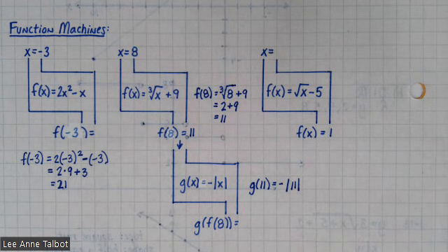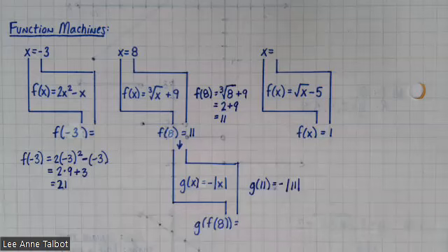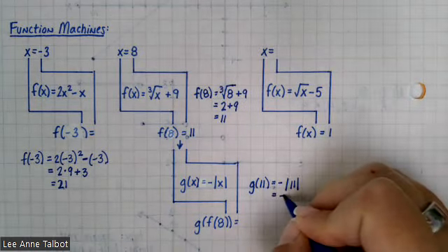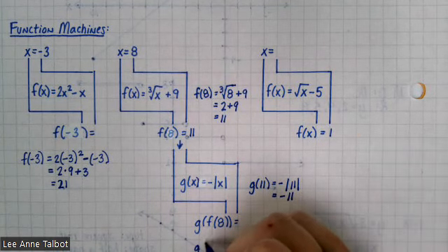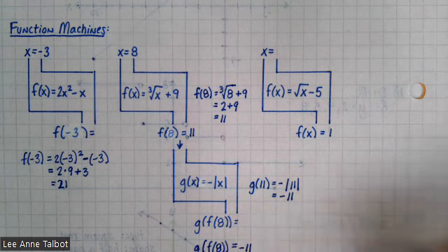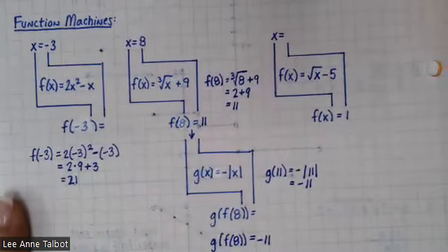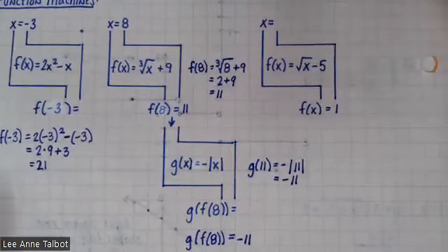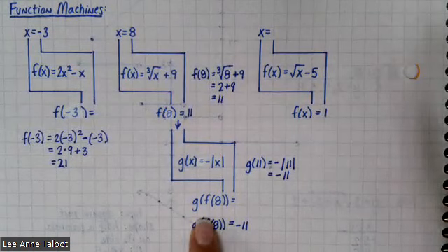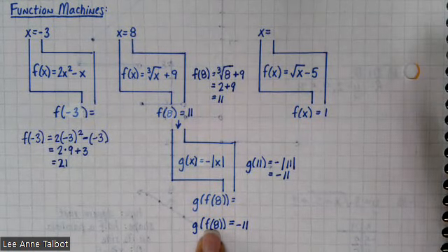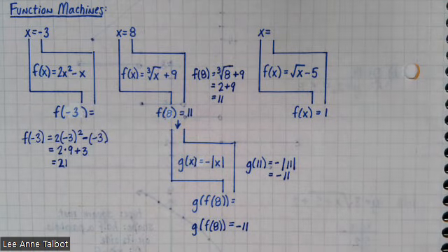Okay, absolute value and the negative's outside. Is it positive or negative? Negative. This is fancy notation, like I was talking about Patrick at the tree dome. This is saying I have a stacked function machine. I did F first, and then I did G. But the math is easy.